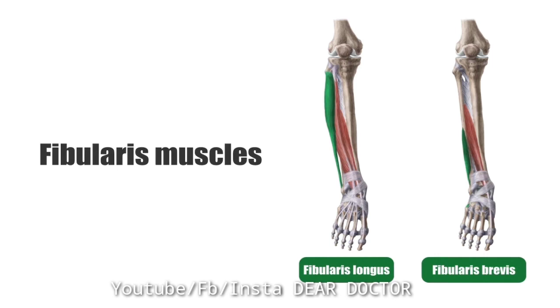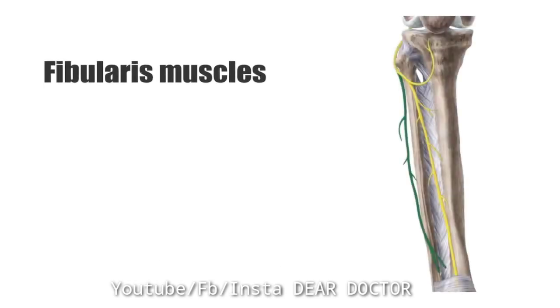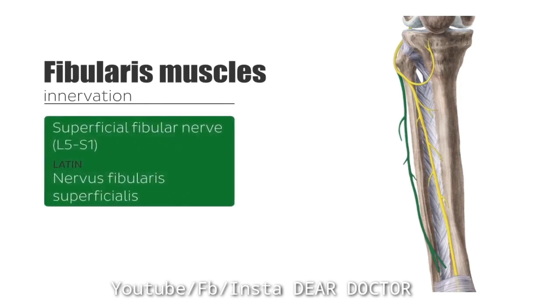Now, before we go on into the different details about these muscles, we're going to just talk briefly about their innervation. As you can see here on the right image highlighted in green, this is the nerve that is going to be supplying both of the fibularis muscles. And this is the superficial fibular nerve.